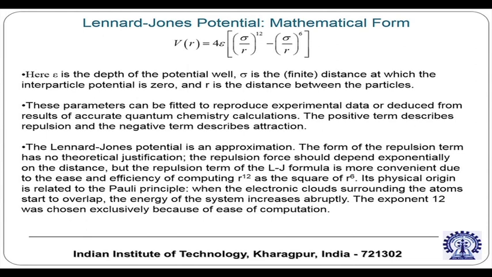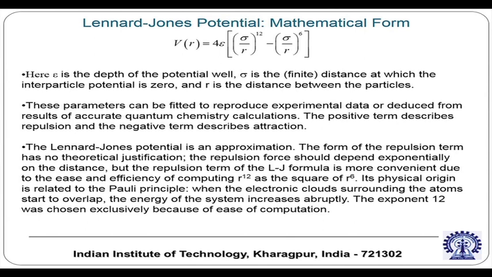So, this is the mathematical form of the Lennard-Jones potential. We have discussed this. Here epsilon is the depth of the potential well, sigma is the distance at which the interparticle potential is 0, and r is the distance between the particles. These parameters can be fitted to experimental data or deduced from results of accurate quantum chemistry calculations.